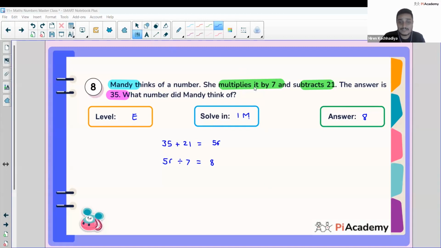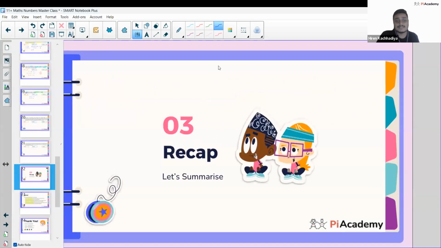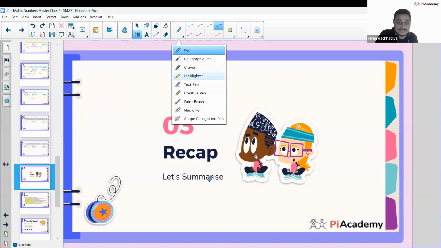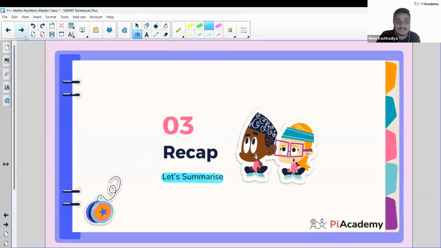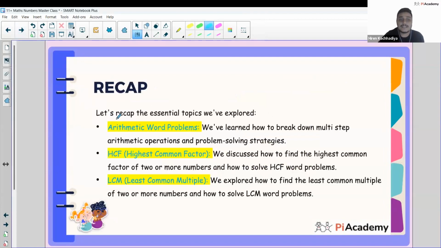Now, after this, we have to start the next round. I mean, the next section, that is the recap. Okay, so let's start the recap section. Yes, here we go. And what is the need of the recap? To summarize the lesson. Okay, so let's summarize it. Let's recap the essential topics we have explored together.